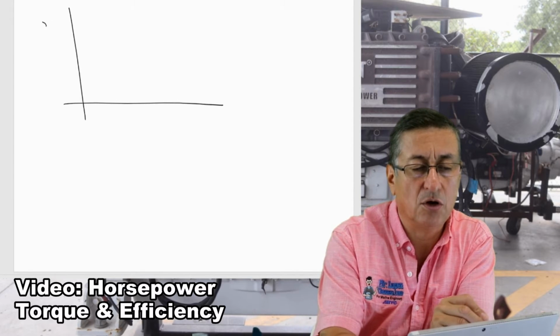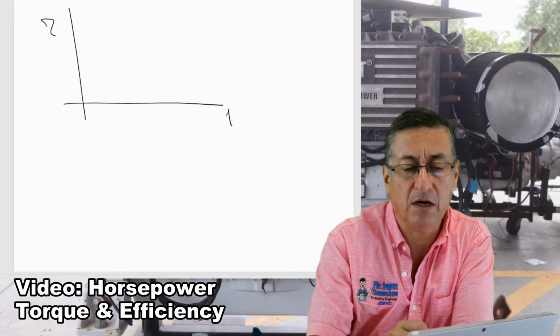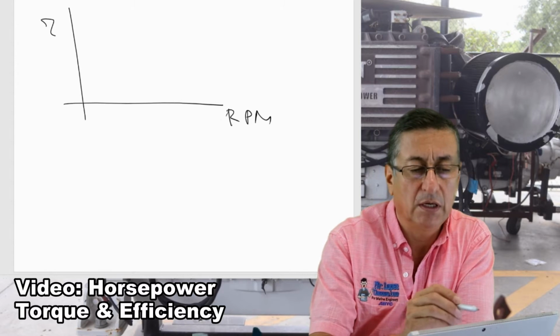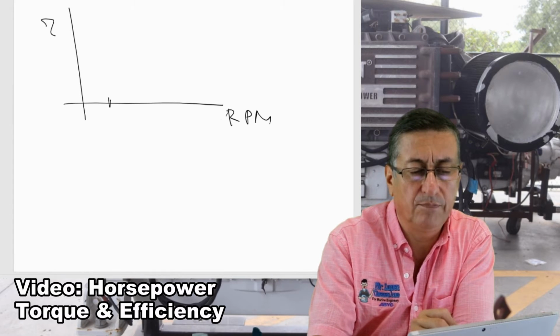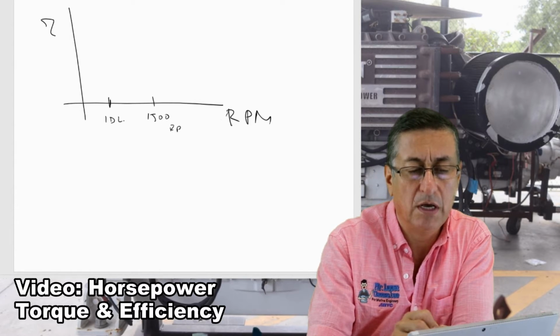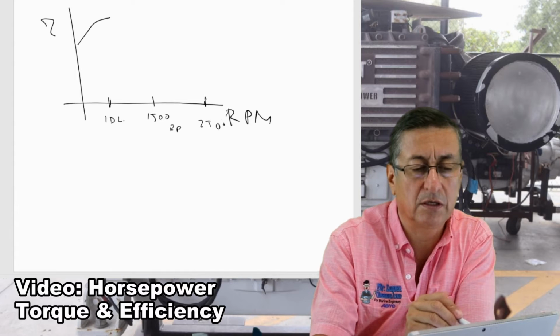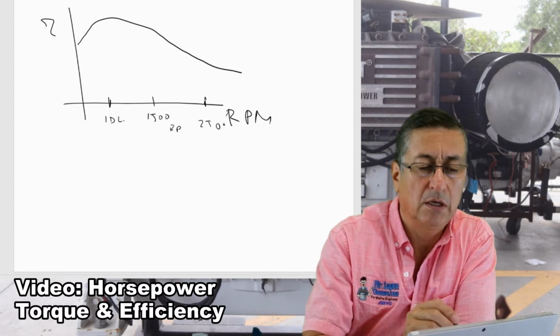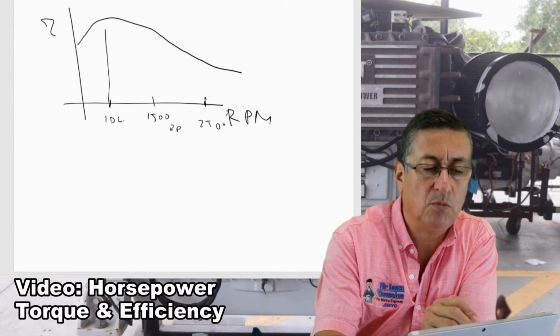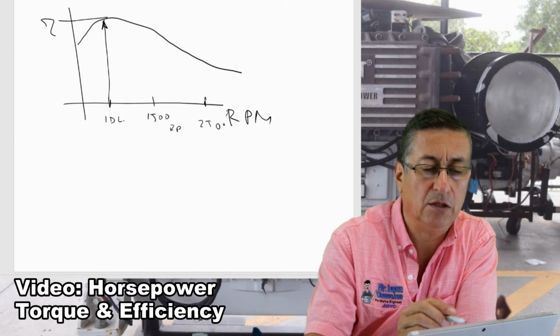We are going to do the graphic, and this is the torque, and this is the time, or the RPMs, and this is idle. This is 1500 RPMs, and this is 2500 RPMs, and normally the curve is like this. And yes, the maximum torque is produced in idle.